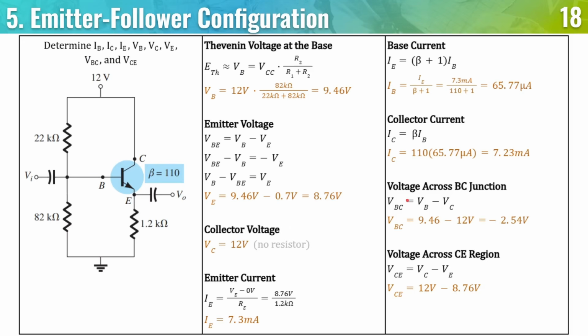Lastly, we have the voltage across the CE region. Since you already have VC and VE, we can just subtract them. I think I forgot to put it in the PowerPoint, but that should be 3.24.